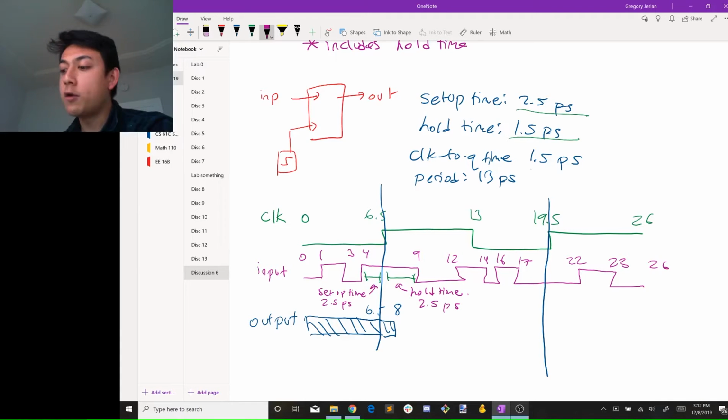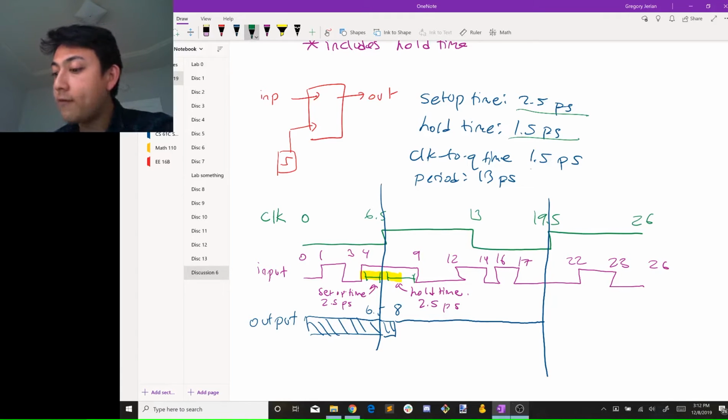Here we got a good reading, because our hold time is actually 1.5 picoseconds. So all we needed was for this to be stable, up to 8. Now we have a good picture, and so we can propagate the input to the output. So what was the input here? It's high, right? So the output is now high, all the way until the next rising edge of the clock.